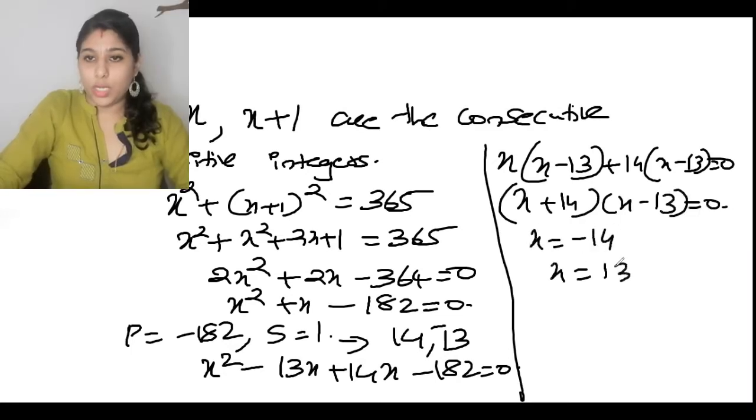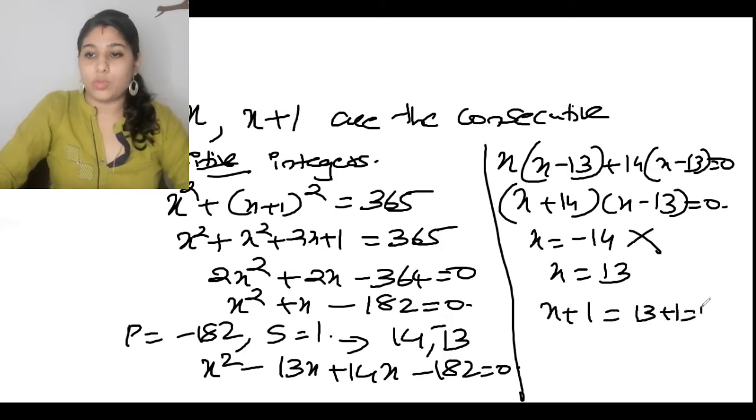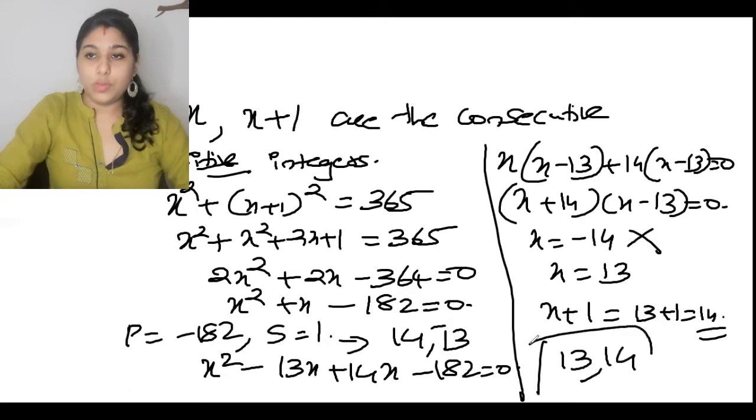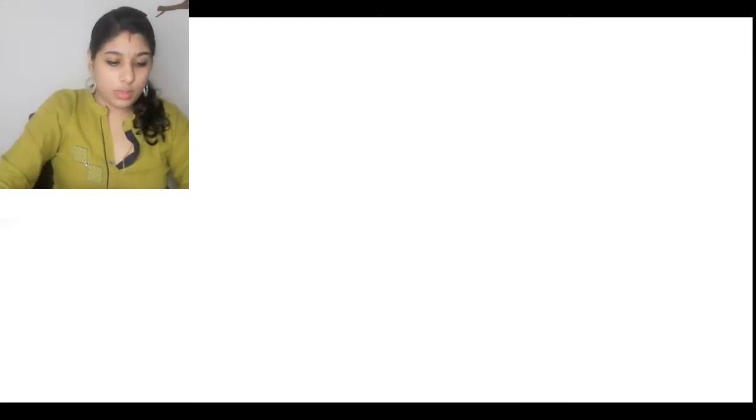But negative we are not taking because it is already given as positive integer. So x is equal to 13 and the next integer is x plus 1, that is 13 plus 1 is equal to 14. So which are the numbers? 13 and 14 are the consecutive positive integers. Next is question number 5.